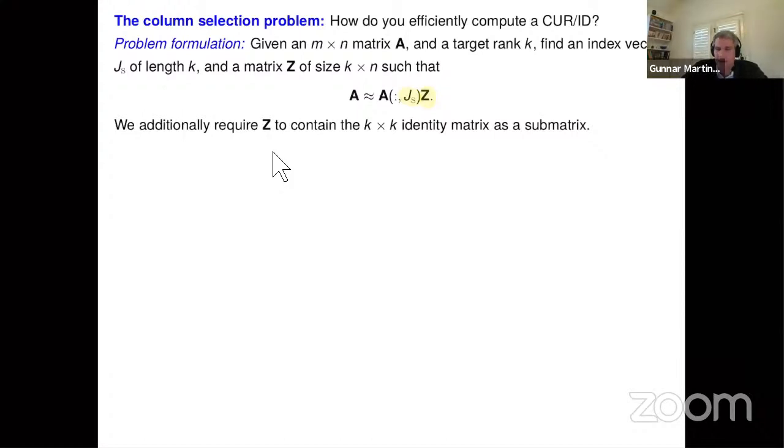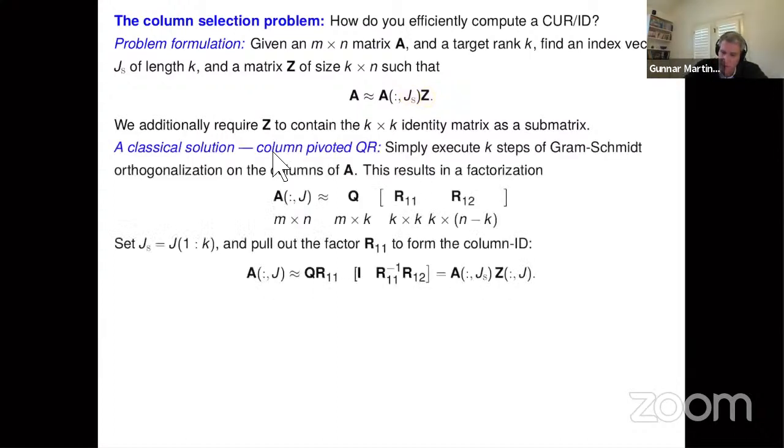So C has k rows, and it has the k by k identity matrix as a submatrix. My task is, given A, to compute J, S, and C. There is a solution to this problem that is much older than the field of numerical linear algebra, and it's simply to do Gram-Schmidt on the columns.